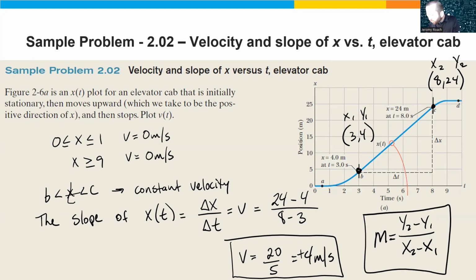And so that's what our slope is, and it's related to velocity. Now, when we simplify this, we get 20 over 5 or 4 meters per second. So between point B and C, we're going 4 meters per second. And again, this should say t, and this should say t.